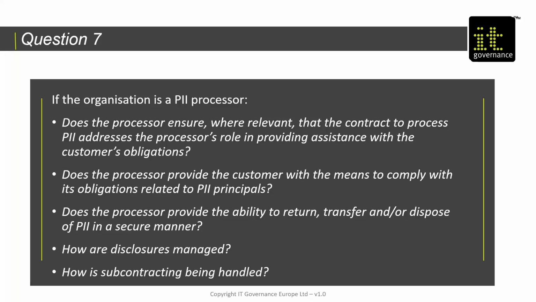Annex B refers to the PI processor's obligations to the customer, but it is important to note that the PI processor's customer is the PI controller. So does the processor provide the customer with the means to comply with its obligations related to PI principles? How is the PI processor assisting the PI controller in facilitating their PI principal rights?